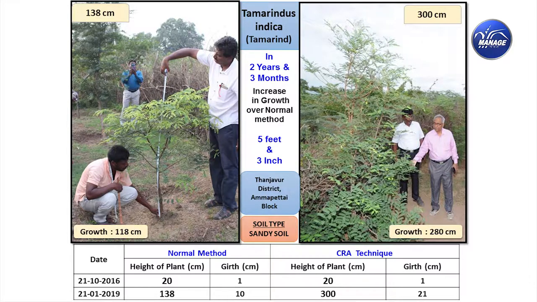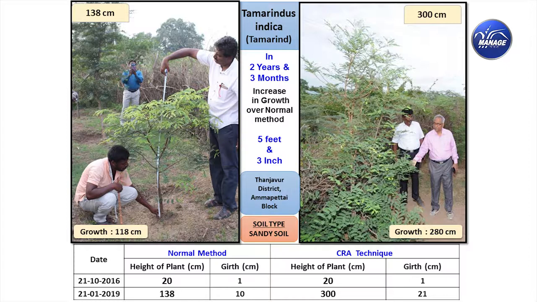The proof of the pudding is in the eating. Unless you see the results, any amount of giving a lecture will be of no use. So we took biometric data, and you can see the difference. Tamarind is one of the very, very slow growing species. Those who have dealt with tamarind can understand. So this we have done in Thanjavur district. You can see the data.